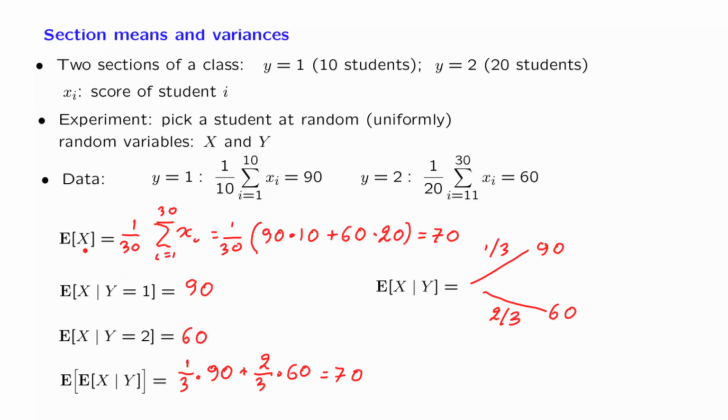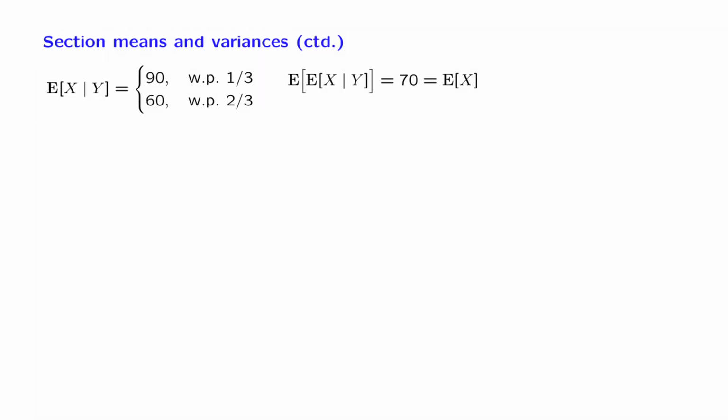By the law of iterated expectations, we know that this quantity should be the same as this quantity. So the law of iterated expectations allows us to calculate the overall average in the entire class by taking the section averages and weigh them according to the sizes of the different sections. It's a divide and conquer method, and it is similar to what we have been doing when we use the total expectation theorem to divide and conquer. We continue with our example, and here is a summary of what we found so far.